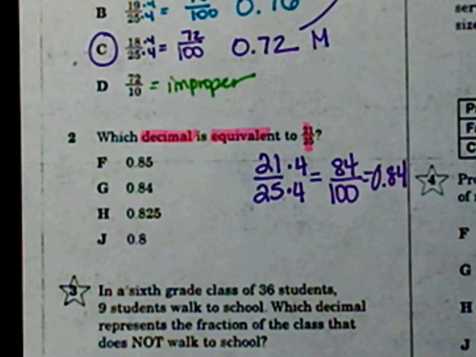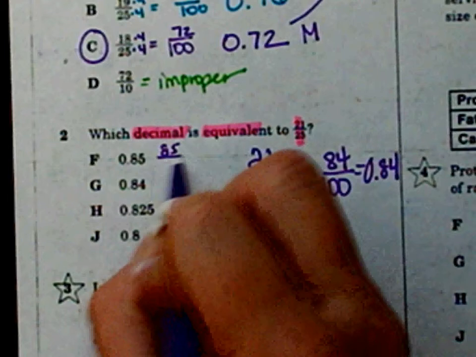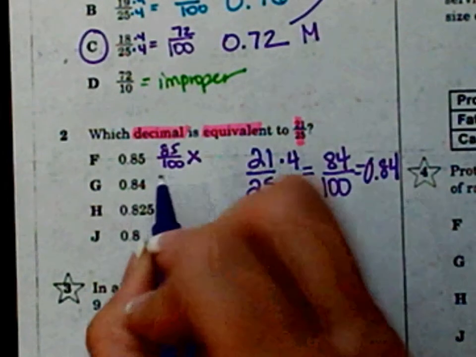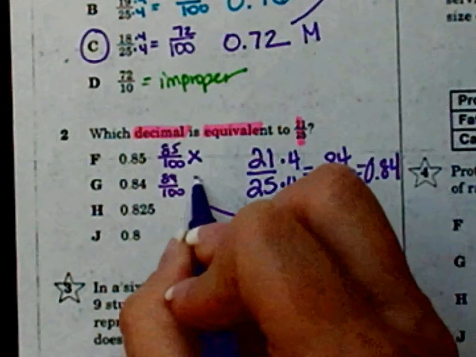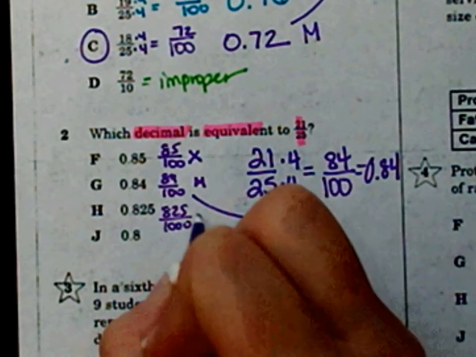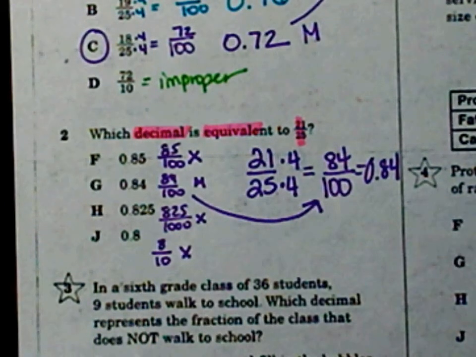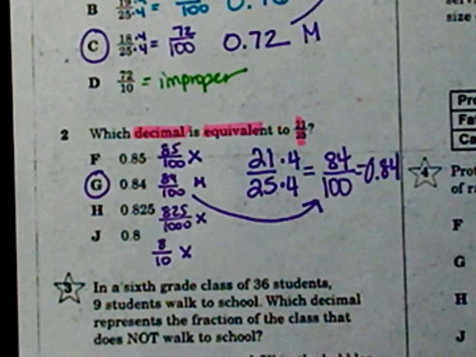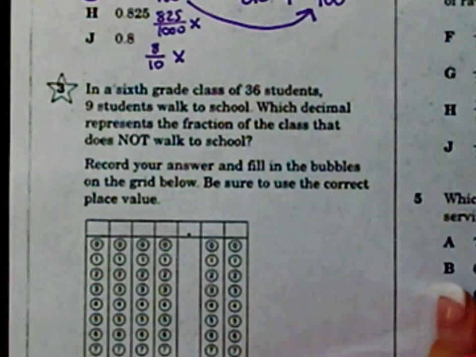So that converts into 84 hundredths, which if we were changing it to a decimal, would be decimal 84. This is 85 hundredths, that's not going to work. 84 hundredths. That looks pretty similar, maybe. This is 825 thousandths, that's not going to work. And this one's 8/10, not going to work. So your best answer is G.